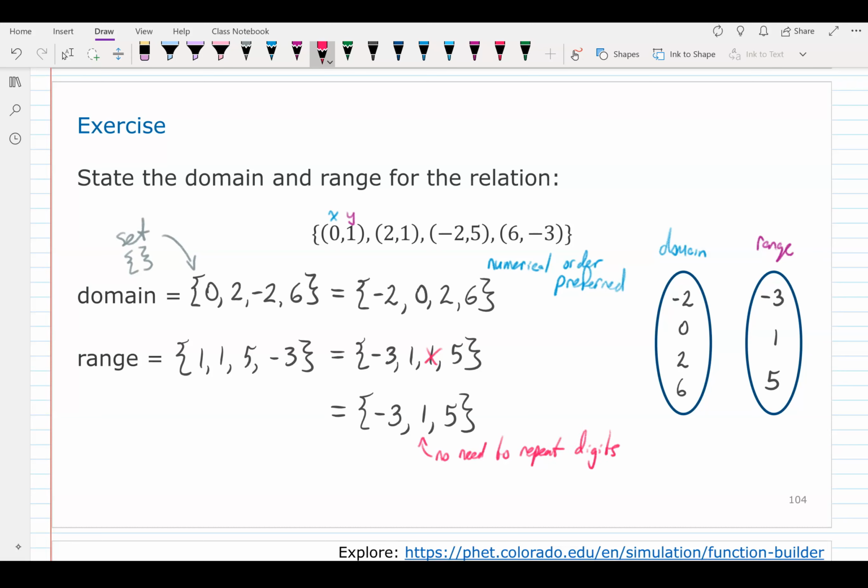No need to repeat digits or numbers. I should call it a number. Okay, so two things. Numerical order preferred, no need to repeat numbers. And this little diagram tells us what things are mapped to what. So 0 is mapped to 1.